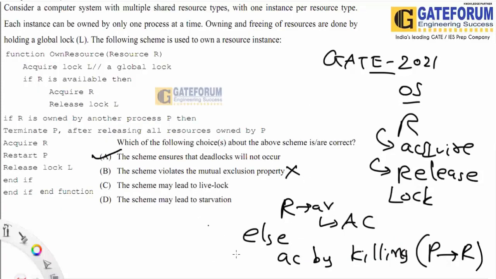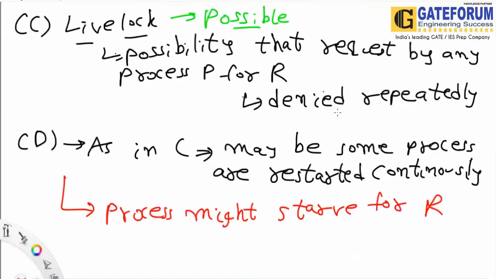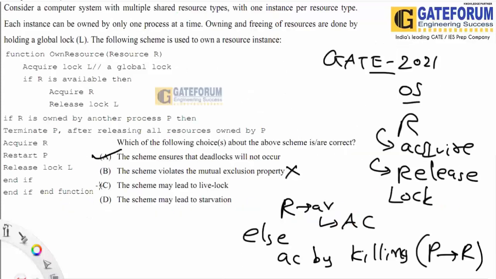The scheme may lead to livelock. The request for I is denied repeatedly, and because of that, starvation might also occur. So because of this livelock and starvation, both would occur. So the answer is basically A, C, and D.